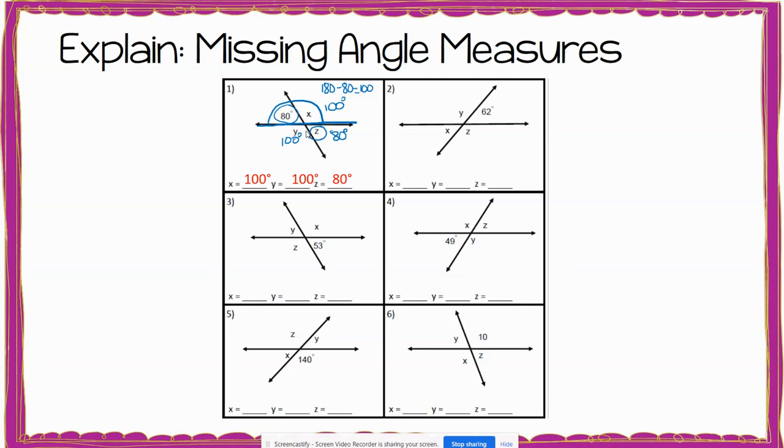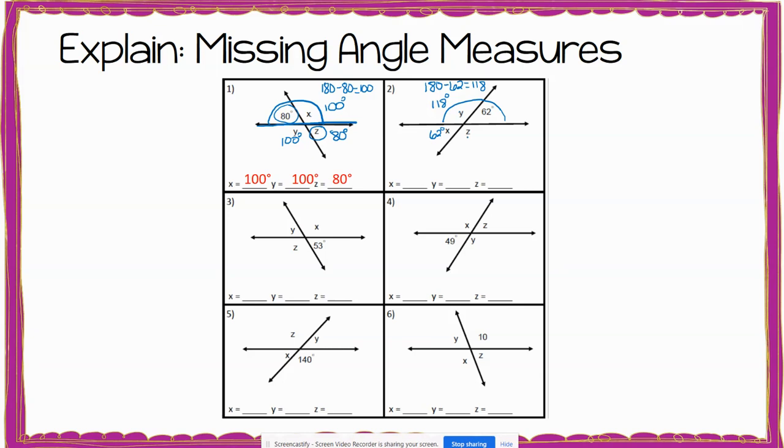For number 2, I can see that X is opposite or vertical to 62 degrees, so X is equal to 62 degrees. I know that Y and 62 degrees form a supplementary angle because they create this straight line. So to find Y, I would do 180 minus 62, which would give me 118. So Y has a value of 118 degrees.